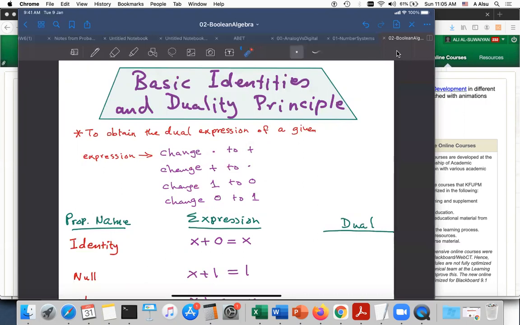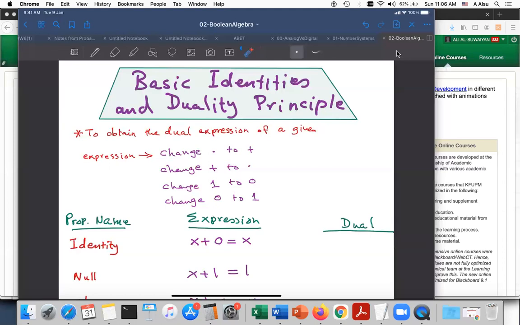So if you have a property like this one here, x ORed with 0 is equal to x. We know this from the identity, because 0 is the identity element of the OR operation. So x ORed with 0 is x. This is the simplest property of Boolean algebra that you can say.